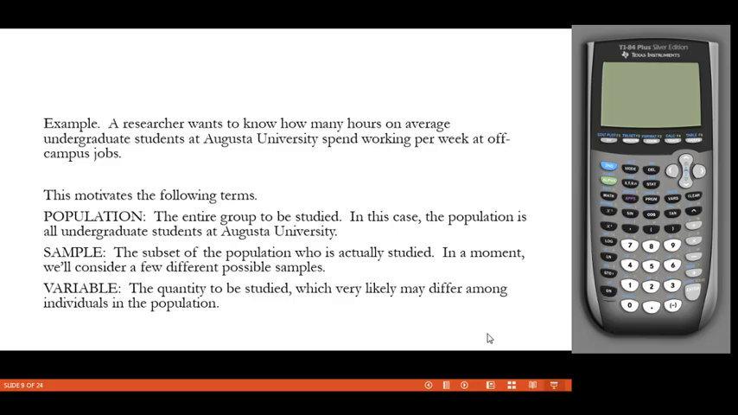Before we get to that, another term that we want to make sure we know is in statistics, when we say statistical variable, we can think of that as the quantity that we're interested in studying. The reason we call it a variable is the implication that it may very likely differ among individuals in the population. In particular, in this problem, if I were to ask 5 different students how many hours per week they work at an off-campus job, it is distinctly possible that I could get 5 different answers. That just emphasizes that there's going to be some variation in this quantity from individual to individual.